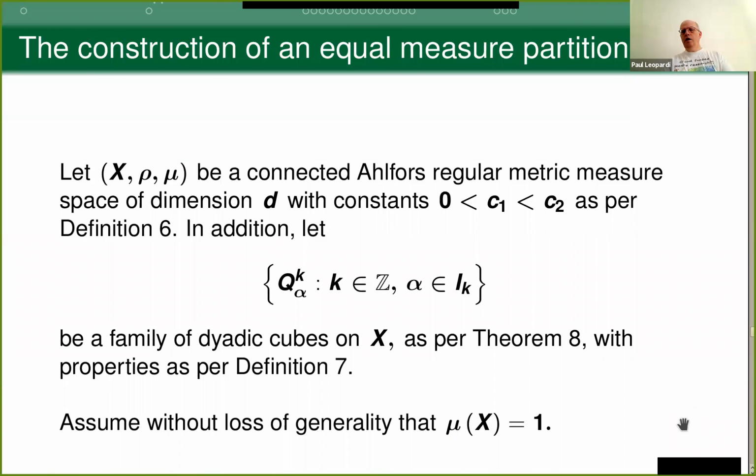Essentially the construction has to do with the fact that you can't necessarily rely on this idea of a saturated packing of balls in an Alford regular metric measure space, but you can rely on this system of dyadic cubes. So essentially they stand in for this ball packing.